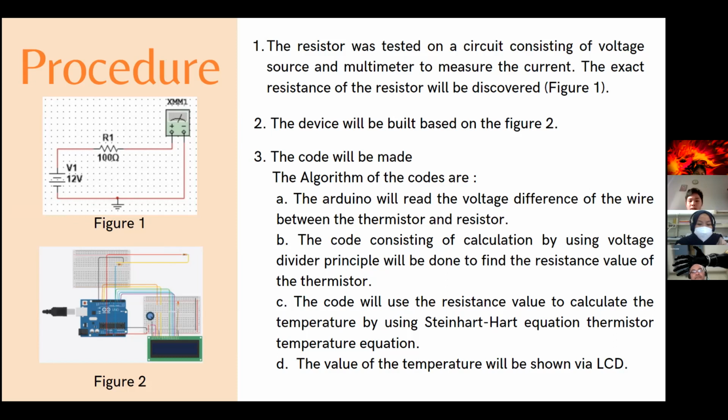B. The code, consisting of a calculation using the voltage divider principle, will find the resistance value of the thermistor. C. The code will use the resistance value to calculate the temperature by using the Steinhart equation. D. The value of the temperature will be shown via the LCD screen. Next.